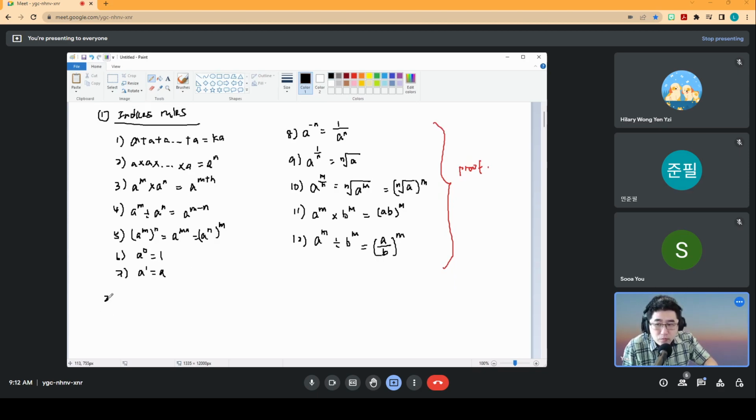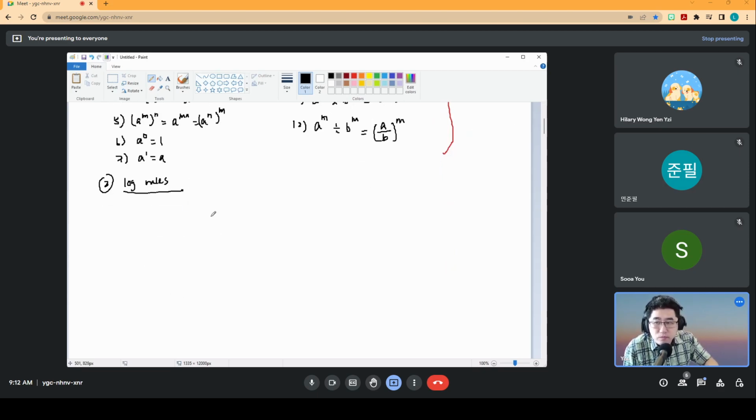Number 2, back to what we had before, we have log rules. Now you'll need to know about log rules. Log rules, number 1: if a^x equals n, then log base a of n equals x.